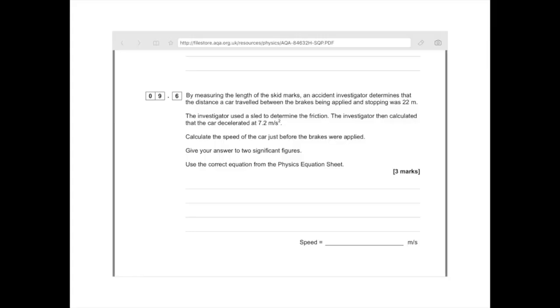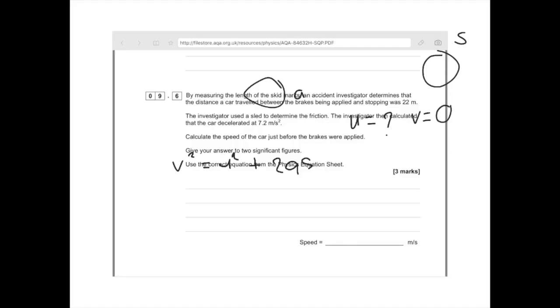Okay, so this is SUVAT. So we're using this equation, which is v squared equals u squared plus 2as. And now it's just a matter of identifying what everything is. So the distance here is s. The acceleration is, well, it's minus 7.2, but that's the acceleration, so that's a. We're looking at the speed of the car just before the brakes were applied, so we're looking for the initial speed, which is u. So that's a question mark. And we know that it stopped, so that means final speed was 0. So just substitute in all these values.